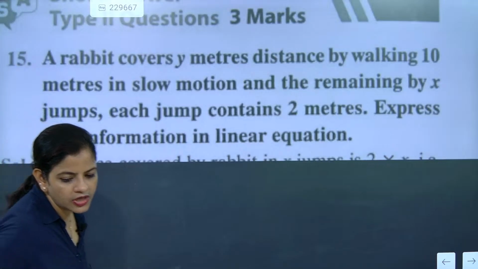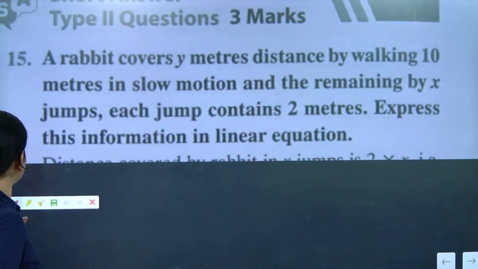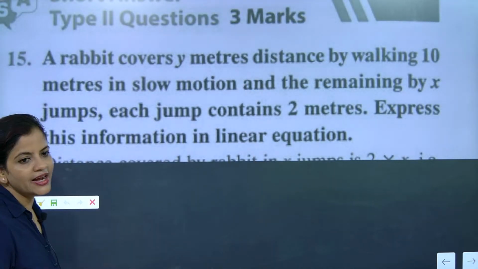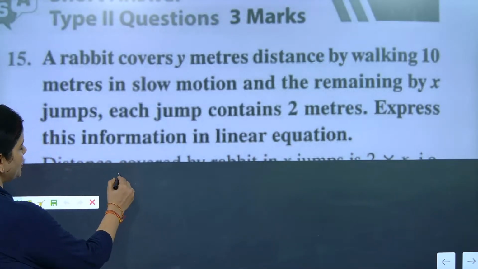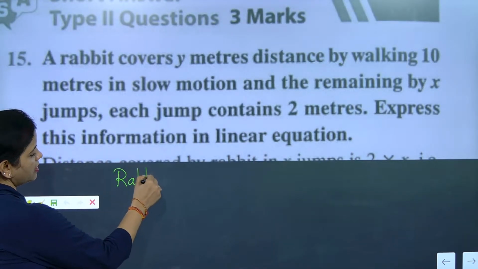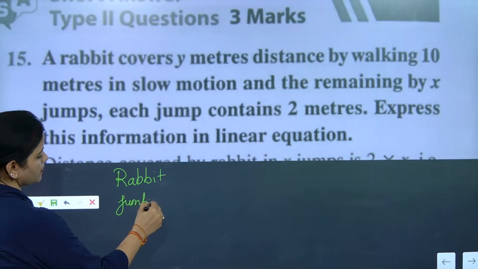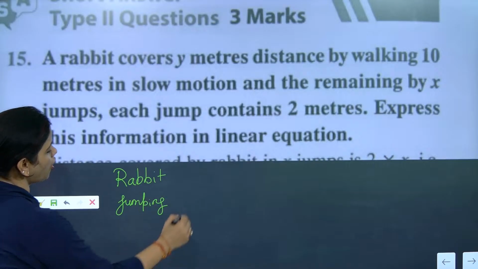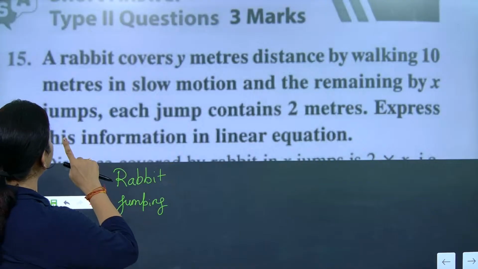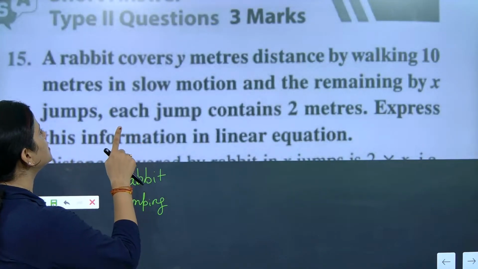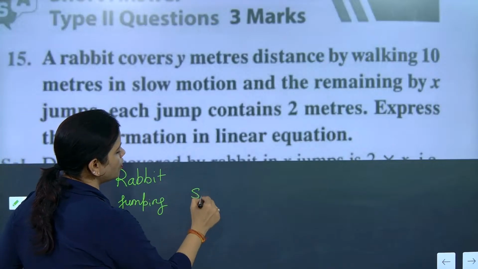Gokul is telling 0, 10, and 2. Let's understand this one. Let's check this one very nicely. So the rabbit is doing activity. The rabbit is jumping, then walking. See, a rabbit covers y meters distance by walking, 10 meters in slow motion. Then it is going slow motion.